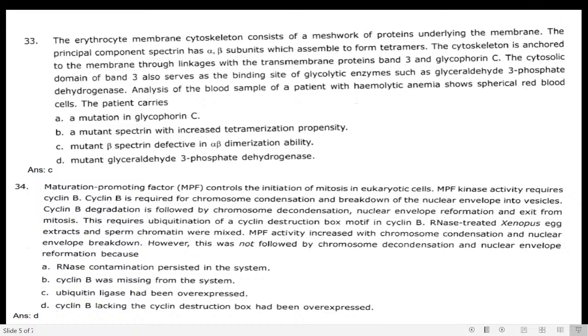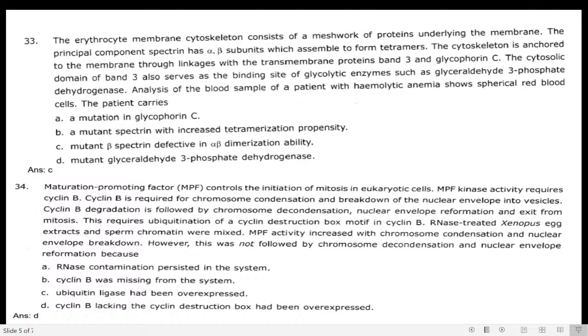It happens at chromosome decondensation. Cyclin B is required for condensation. If decondensation happens in the chromosome, cyclin B will be degraded. This is the key: it requires ubiquitination, the destruction of cyclin B. This process, the nuclear envelope formation and exit from mitosis, requires the cyclin destruction box motif in the cyclin B.